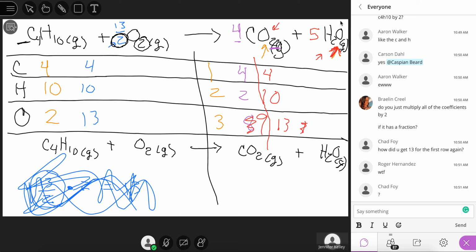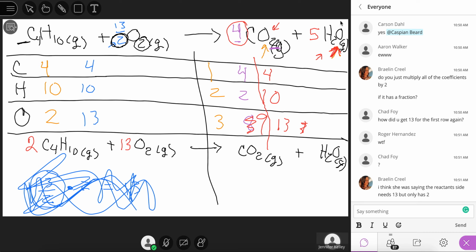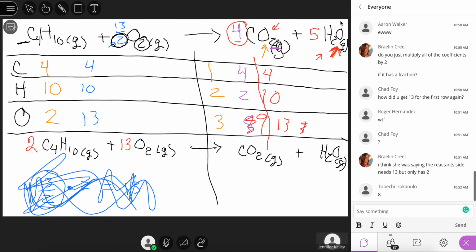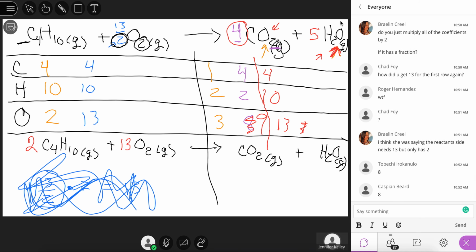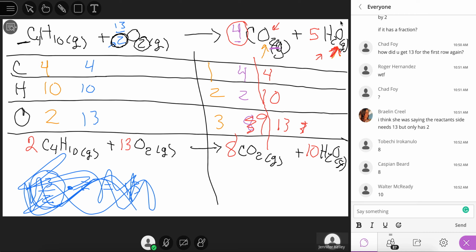Nah, just do red. Okay, so it's going to be 2. Now in front of the oxygen on the left, I have 13 over 2. 13 over 2 times 2 is 13. Okay? Now, 4 times 2 is what? 8. Right? 8. And then 5 times 2 is 10. All right, and at this point, we're done.